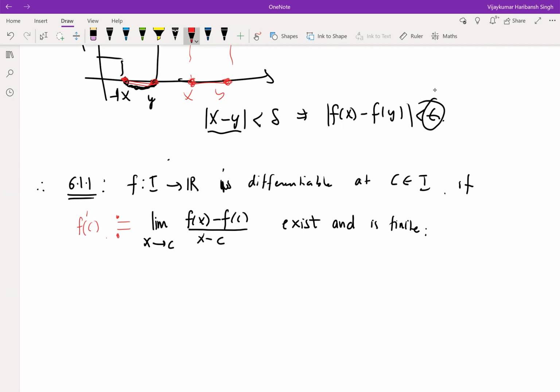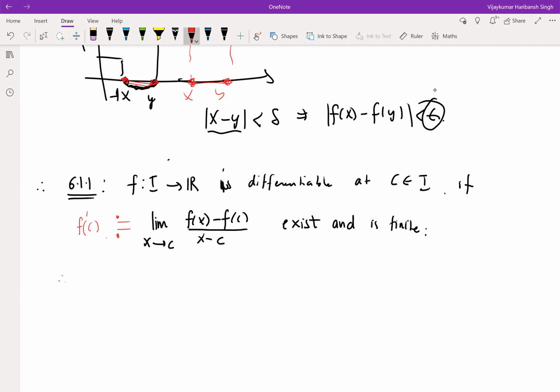Okay. So now again, like continuity at a point C, it's a local phenomenon. Differentiability is also a local phenomenon, right? It's about a point really. However, you can extend it to a set.